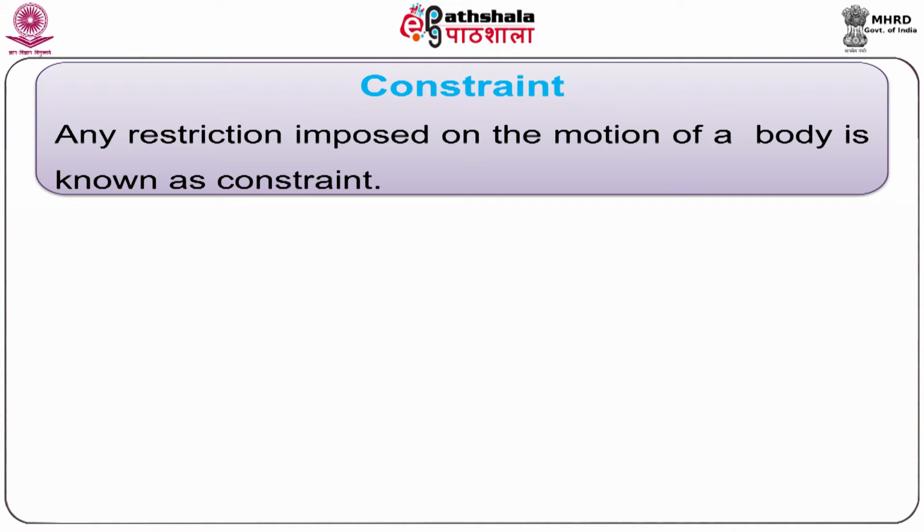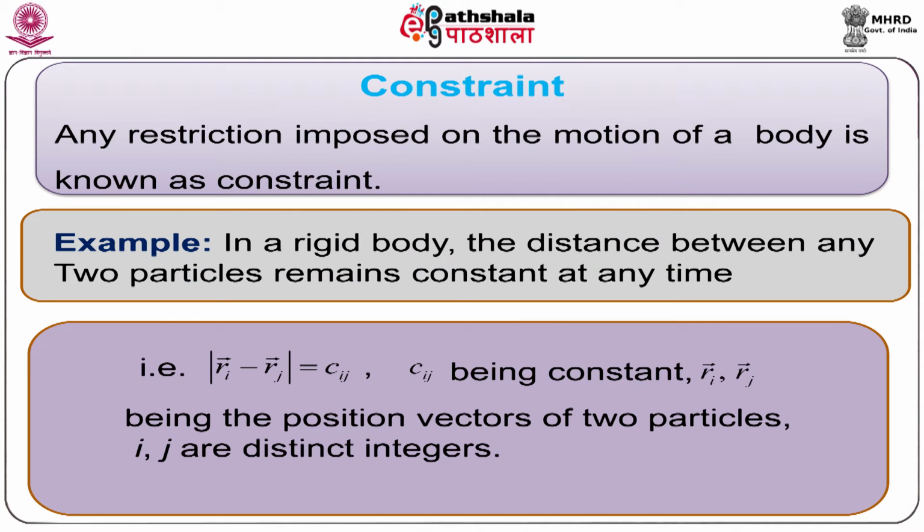Now, what is constraint? Any restriction imposed on the motion of a body is known as constraint. For example, consider the motion of a rigid body. A rigid body is defined as a system of particles in which the distance between any two particles remains constant at any time. That is, |r_i - r_j| = c_ij, c_ij being constant, r_i and r_j being the position vectors of two particles. i and j are distinct integers running over all the particles of the system.